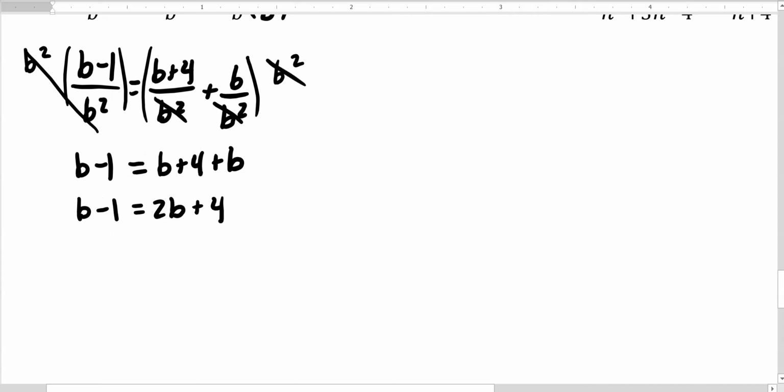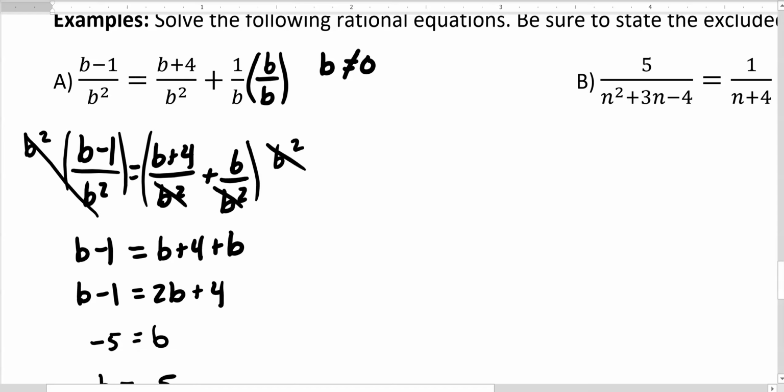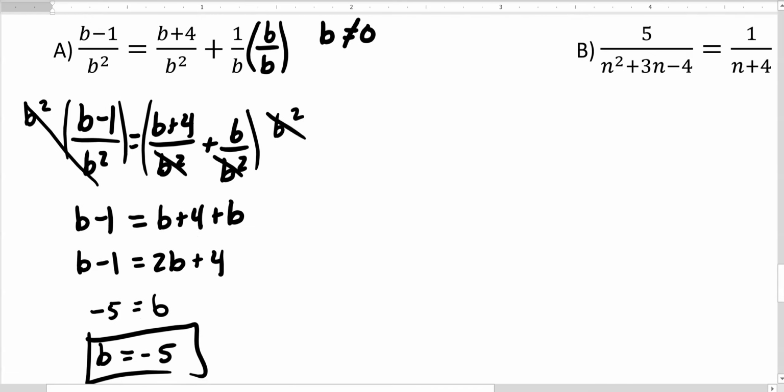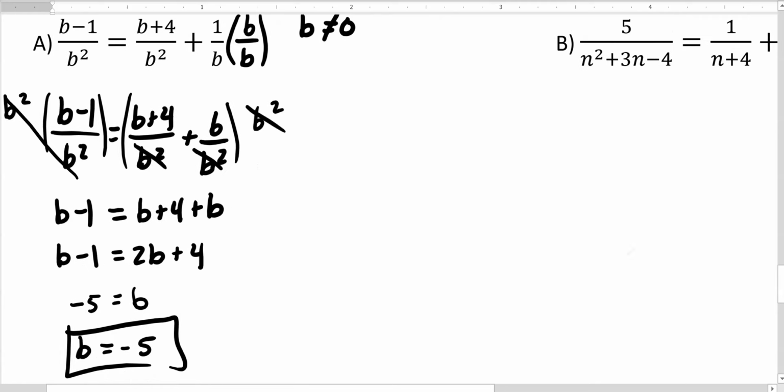Let's see, to get B all by itself, subtract B. So I'll get negative 5 equals B, or B equals negative 5. Fantastic. Now, here's the key. B equals negative 5. That is not my excluded value, so that's good. That checks out. If I were to plug in negative 5 up here, I would get a true statement. And that's always our goal.